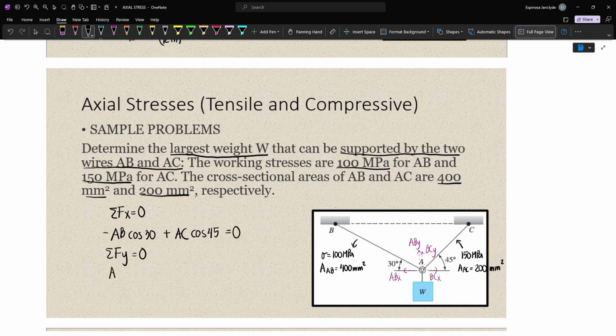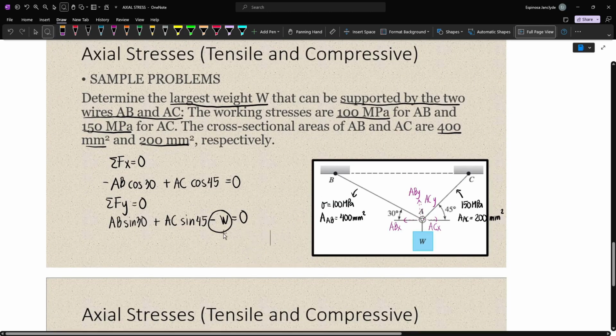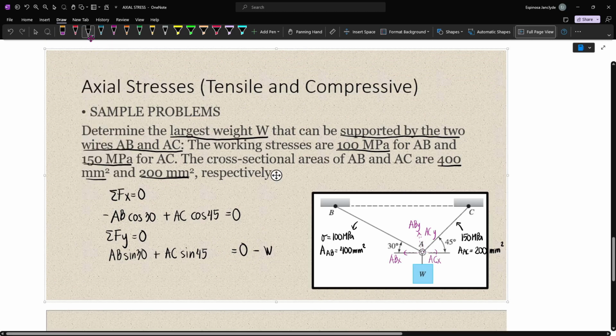And then summing up forces vertical, we have AB sine 30 plus AC sine 45 minus W, and that's equal to 0. To simplify our calculation, we can just move W to the right so that it will be positive. And so we have AB sine 30 plus AC sine 45 is equal to W.